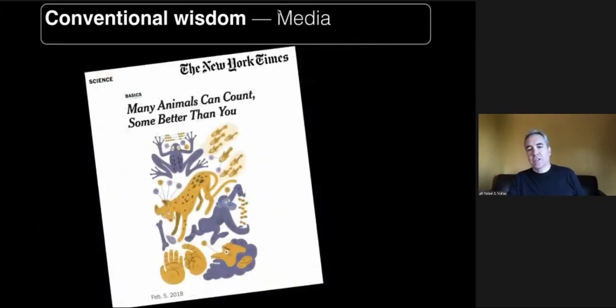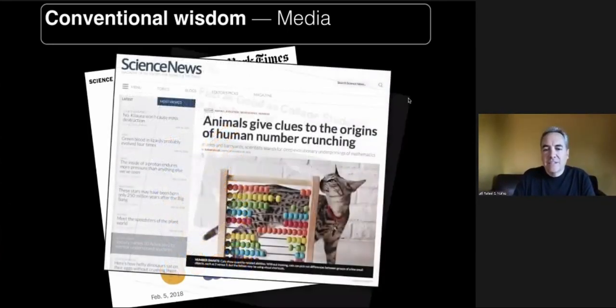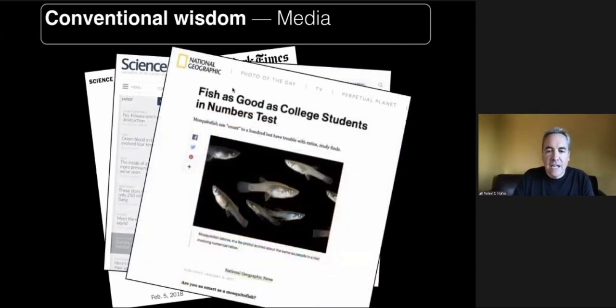And then, of course, beyond academia, you would have media picking up. In the New York Times science section, for example, titles like "Many animals can count, some better than you." Of course, a very attractive title, based a little bit on the kinds of dynamics that I'm describing. And the science media takes off and all of a sudden gets very splashy titles like "Fish as good as college students in number test," or "Are you as smart as a mosquito fish?"